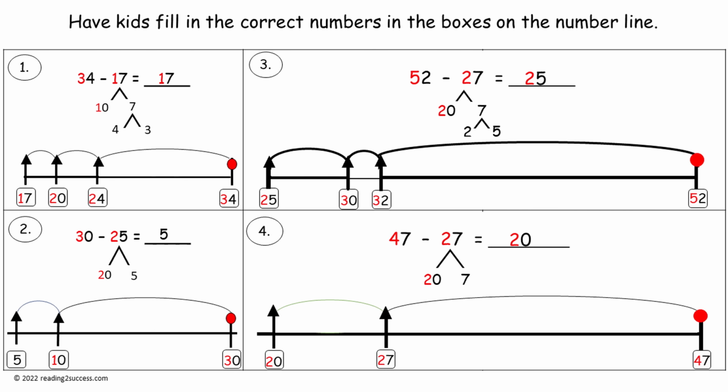And this is the completed example. Number 1, 34 minus 17 equals 17. Number 2, 30 minus 25 equals 5. Number 3, 52 minus 27 equals 25. And number 4, 47 minus 27 equals 20.